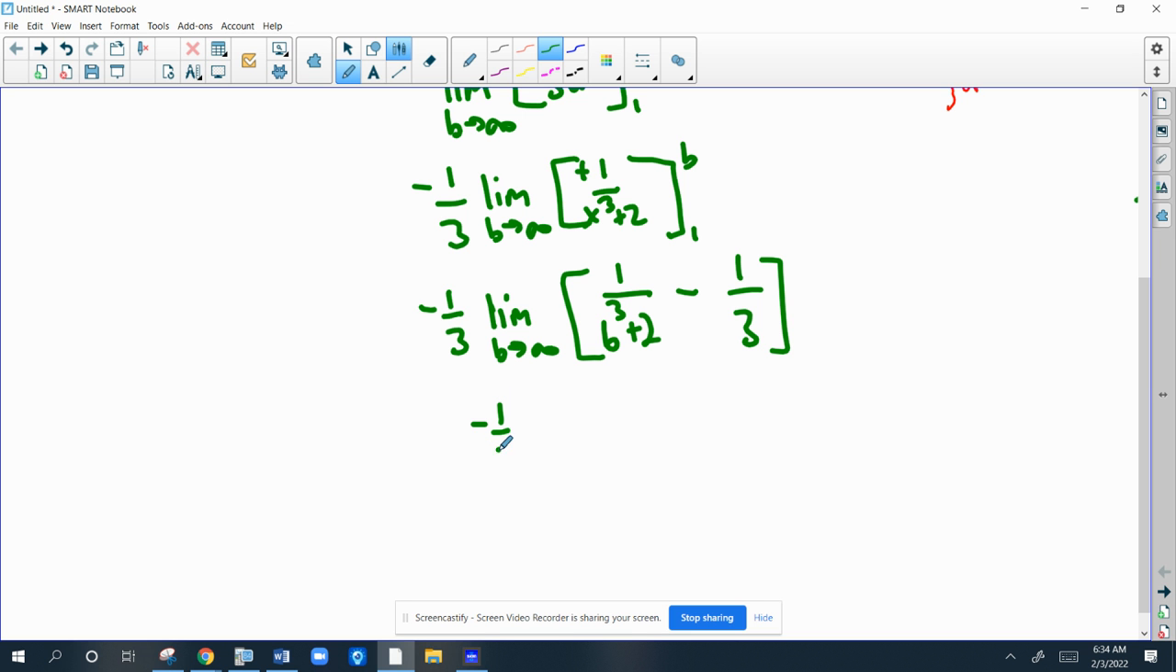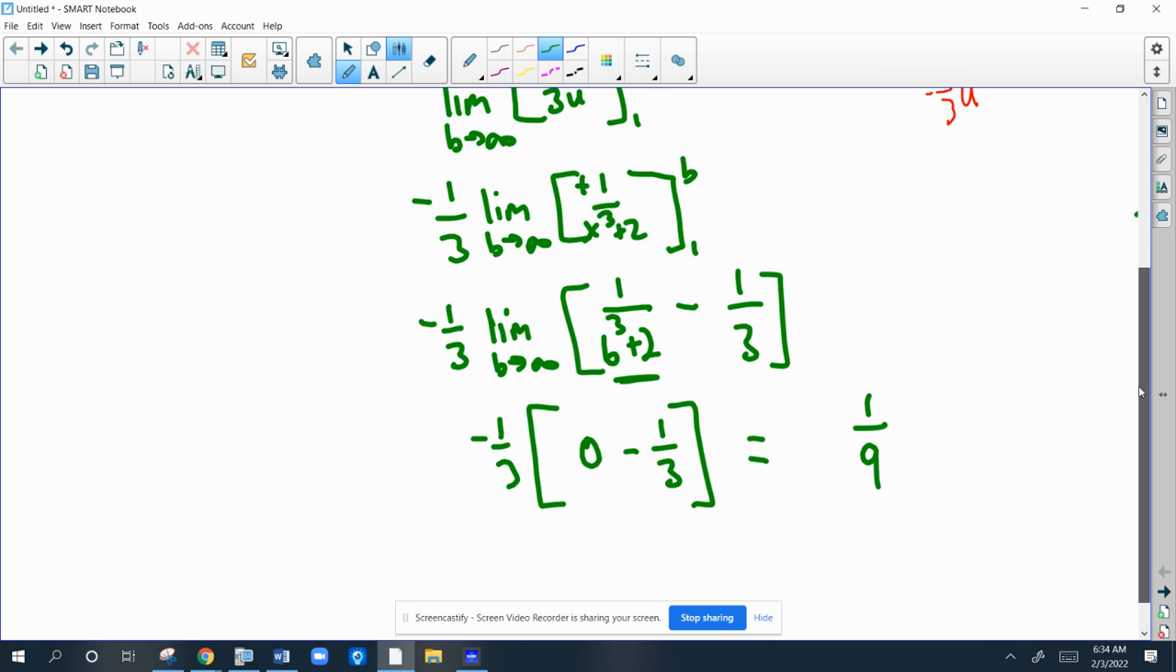So negative 1/3. This expression is a rational expression. The degree of the bottom is 3. The degree of the top is 0. So we know from our study of infinite limits, this would be 0. The other way to think about it is if you plug infinity in for b down here, it's a huge, huge, huge number. 1 divided by that huge number is going to be 0. The limit doesn't affect that constant. So the solution here is negative 1/3 times a negative 1/3, which is positive 1/9.